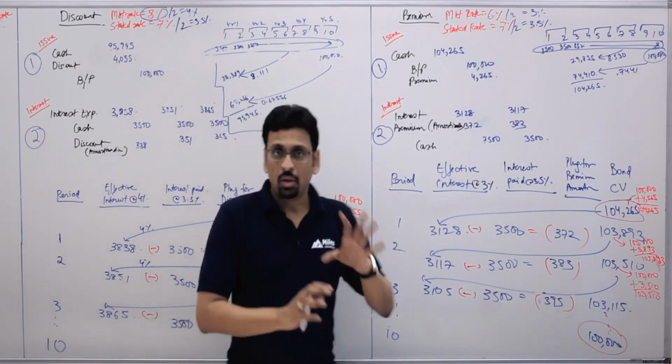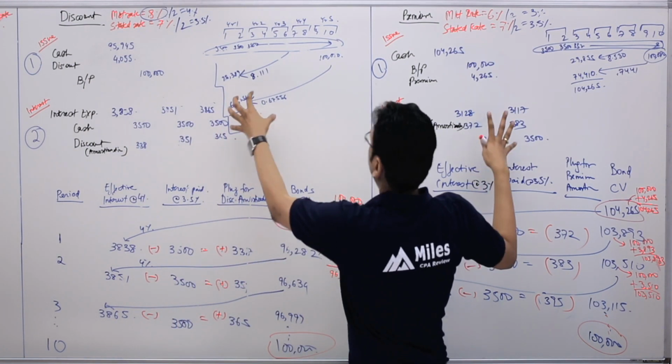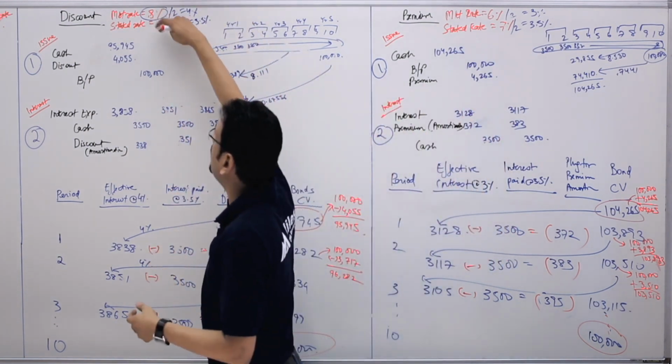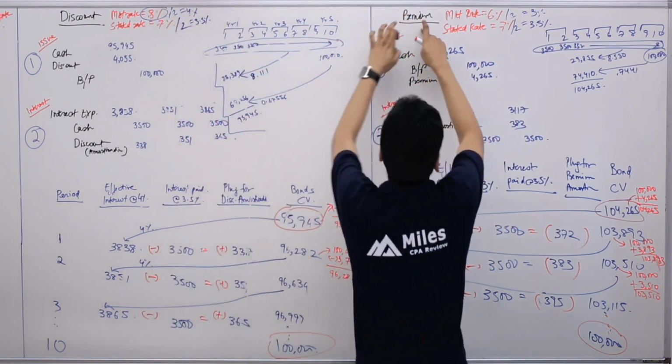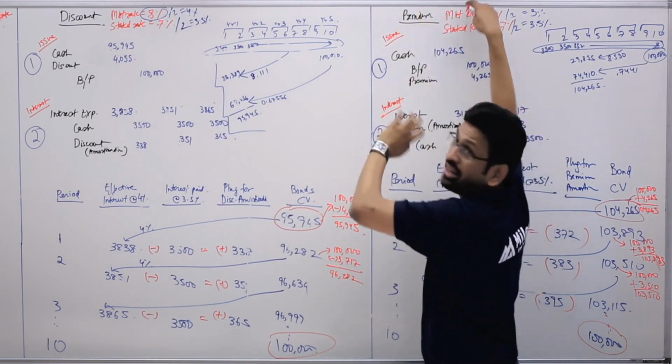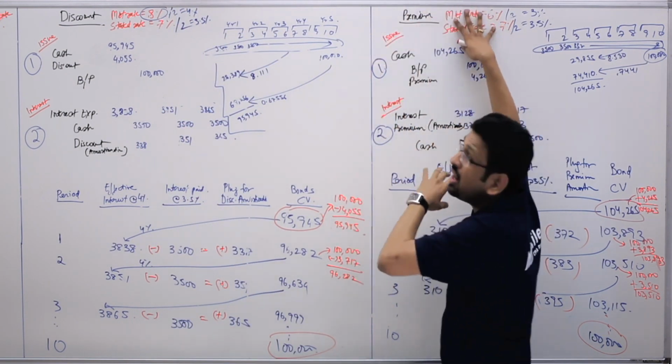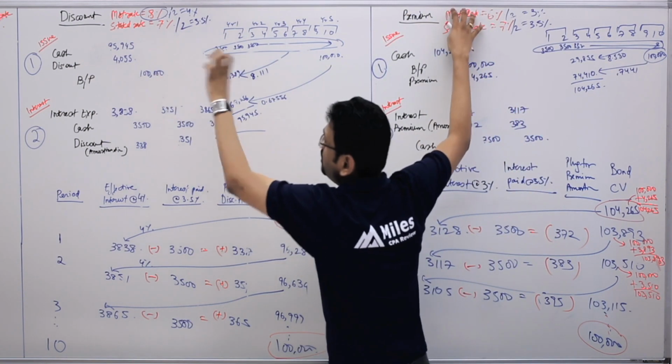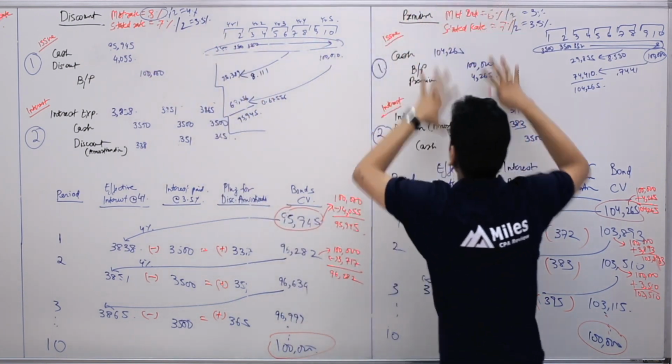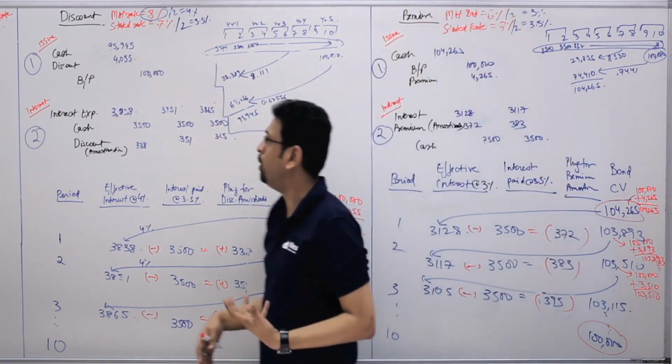So guys, quick takeaways: discount versus premium. Discount, your market rate is more than stated. Premium, your market rate is less than stated. So here you're offering less than market, here you're offering more than market. That's why you have to give a discount here, and here you charge a premium for your bonds.